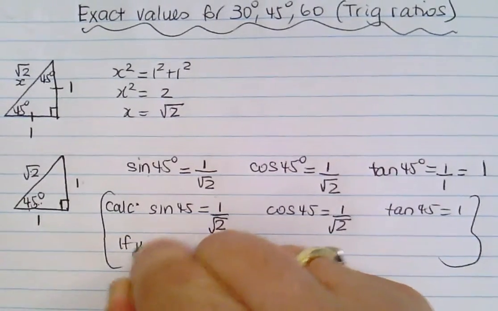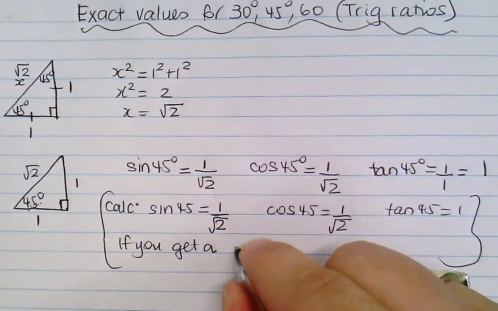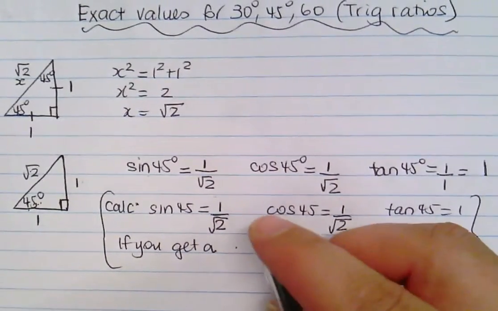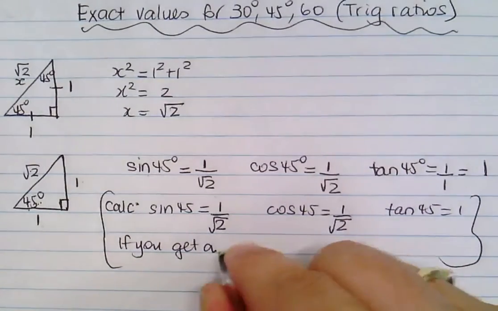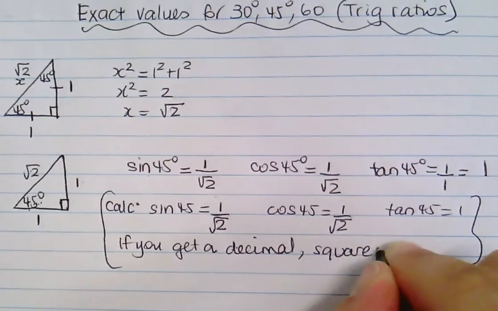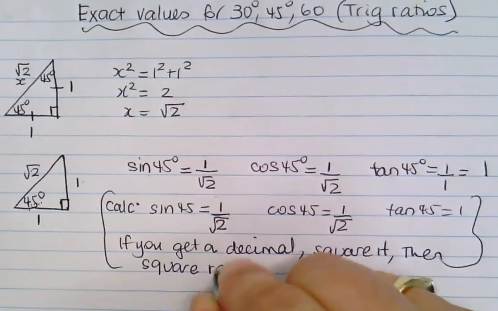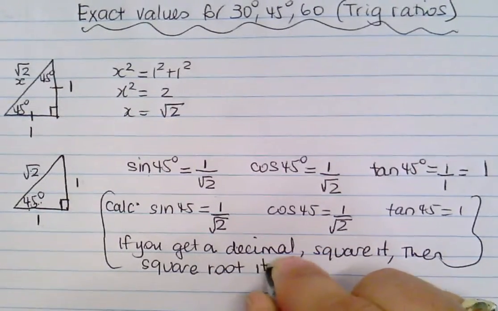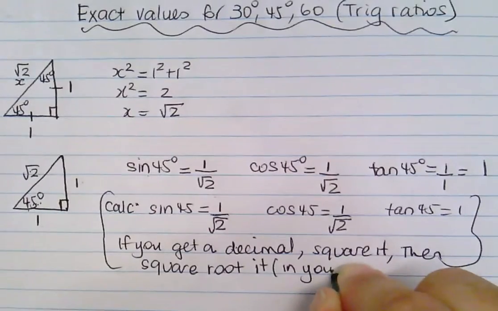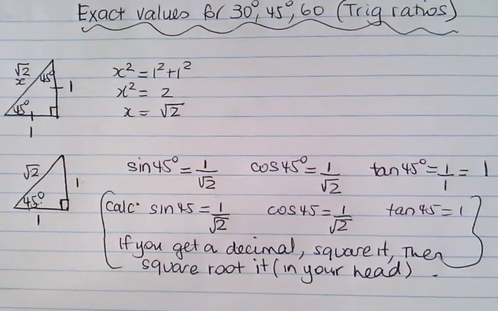So on the calc, if you get a decimal, a non-terminating decimal, one that goes on forever, square it, then square root it back in your head. Do you get what I'm saying? Sorry, but that's what you do. You're not allowed to just go and square it. So if you square it, you've got to square root it back.